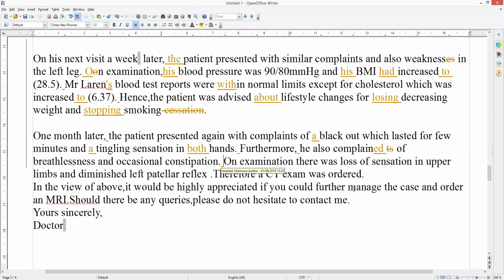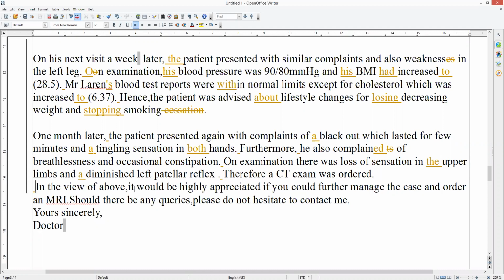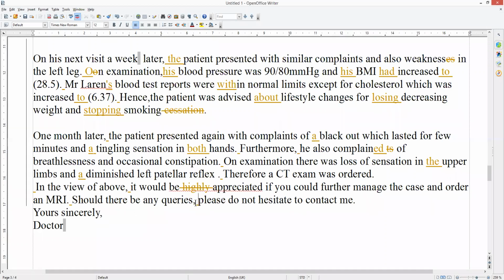"An examination of sensation in the upper limbs." Definite article. And what's the sensation in the upper limbs? And so we've got, "and a diminished left patellar reflex." Okay. "Therefore, a CT scan was ordered." You mean you ordered it? "In view of the above, it would be highly appreciated." Why would it be highly appreciated? Why wouldn't it just be appreciated? Are you going to get an extra special service? "It would be appreciated if you could further manage the case." "Should there be any queries, please don't hesitate to contact me."